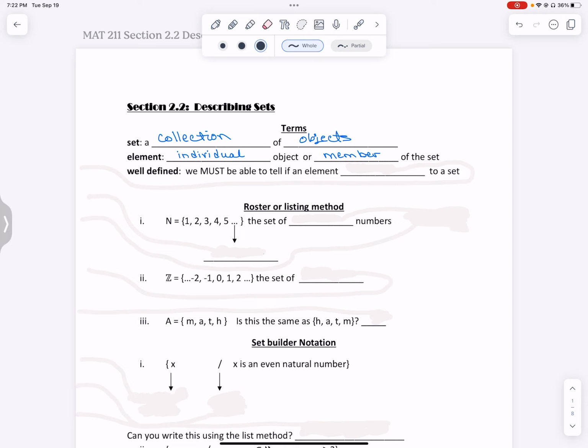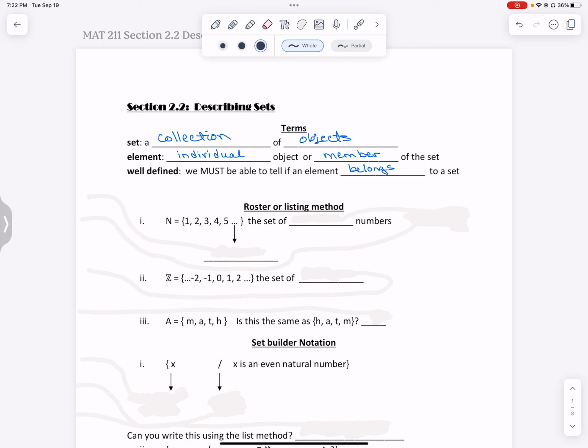If a set is well defined, then we have to be able to tell if an element is actually in that set. That's what it means to be well defined. In other words, it's not vague. It's a well defined description. There are multiple ways, but we're talking about two specific ways that we can describe a set. One is where you just list the members of the set. It's called the roster method or listing method.